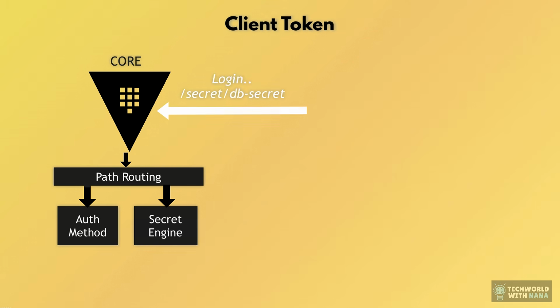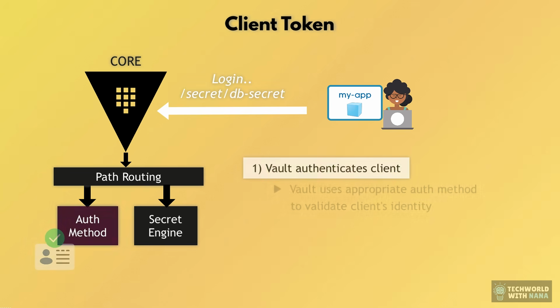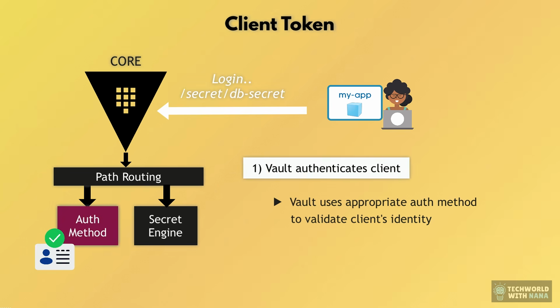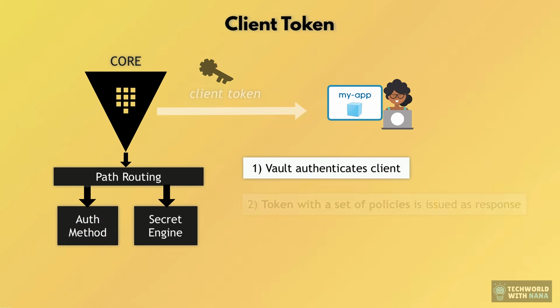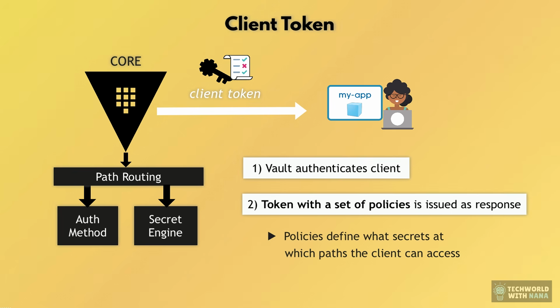So in order to log in to Vault, a client, which can be a human user or an application, can send a request using a specific auth method at a certain path, because everything in Vault is path-based. And Vault will use that auth method to authenticate the client. If this is successful, then the client will get a token as a response. And that token has a Vault policy associated with it, which basically defines what permissions that client will have using the token. So what secrets they can access, at which path, and so on.